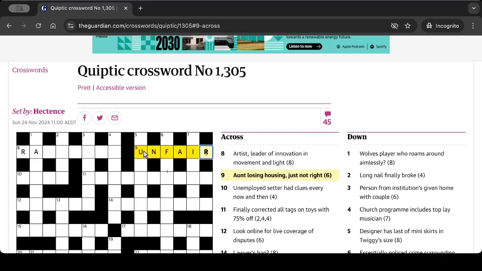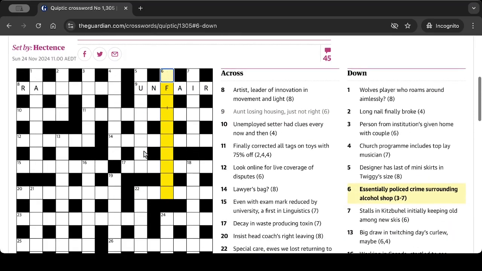Sometimes I just do all the acrosses and then the downs. Sometimes I just do whatever looks like it kind of might go with the letters in it. 6 down has an F in the middle of a 3-letter word. It's quite a discriminating letter, so it could be off something. Let's take a look at that to see if this jumps out. So essentially policed crime surrounding alcohol shop. So we already said it could be off something, and alcohol shop could be off license. So if we just take a punt, that's what we've got.